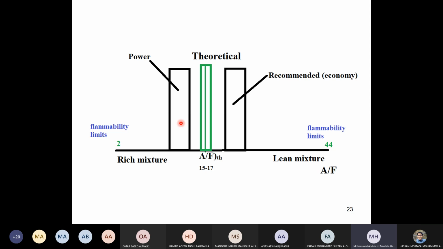All right, do you understand this figure fully? If you have any questions... Yes, please. If we say the air to fuel ratio increases, what is the reason? Okay, I will answer that.